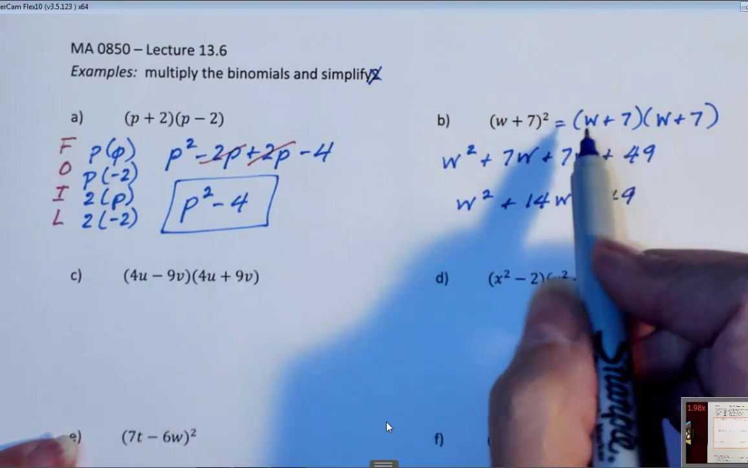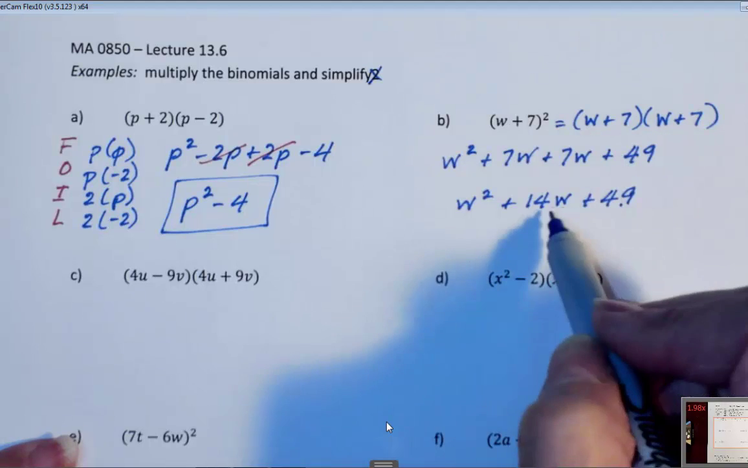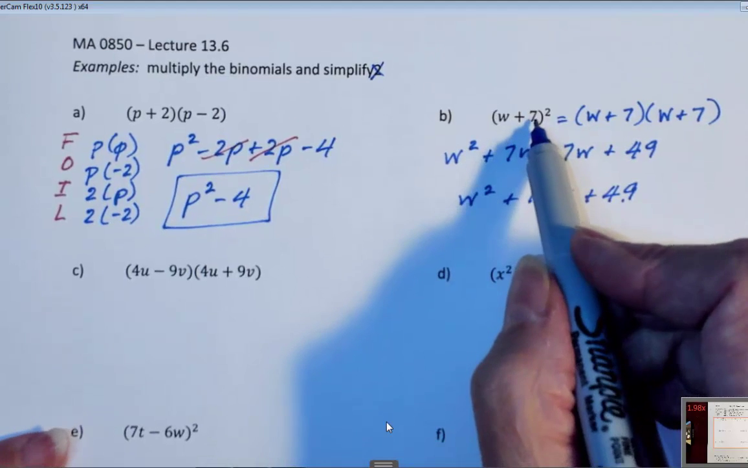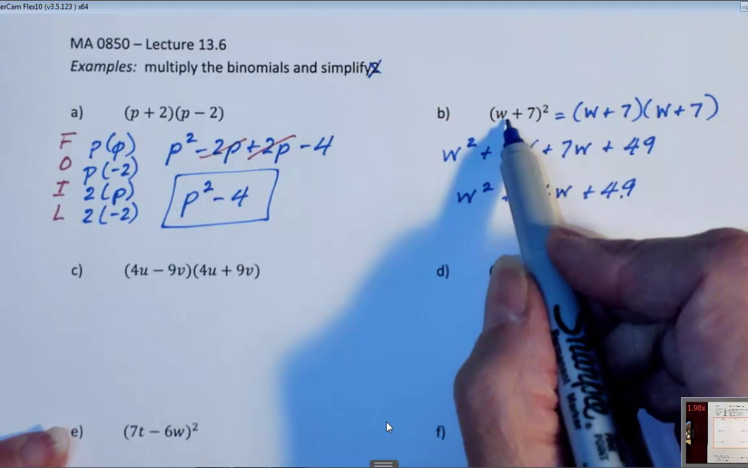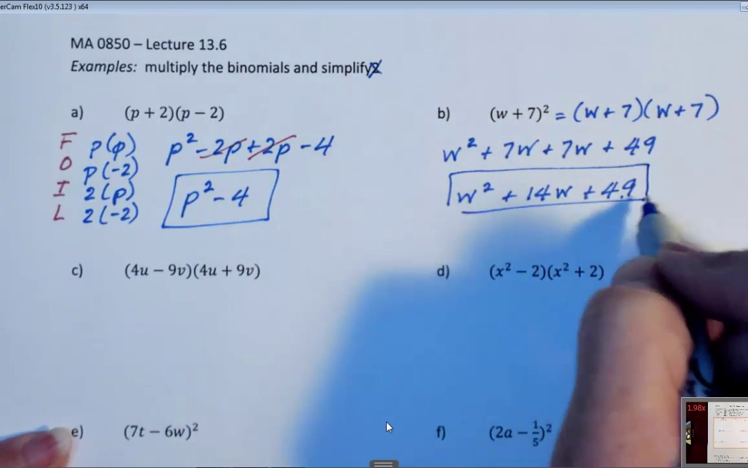Notice that my first term squared, my last term squared, and the middle term is found by taking 7 times w and doubling it. So we've performed the square of a binomial correctly.